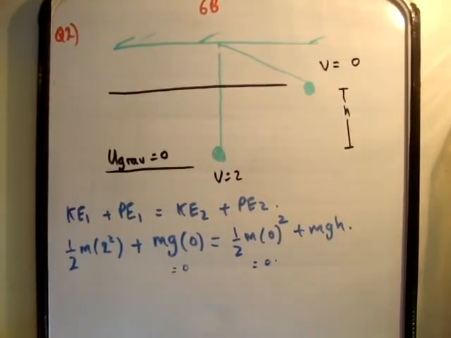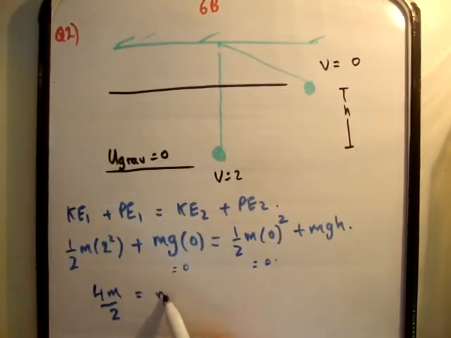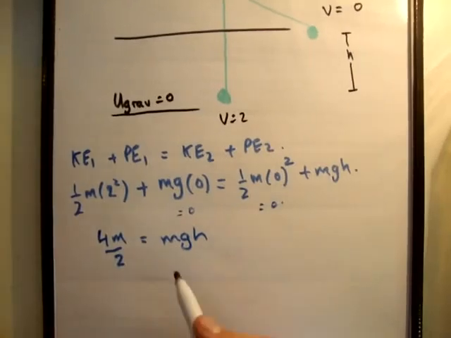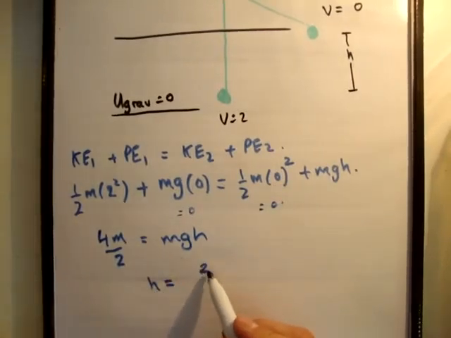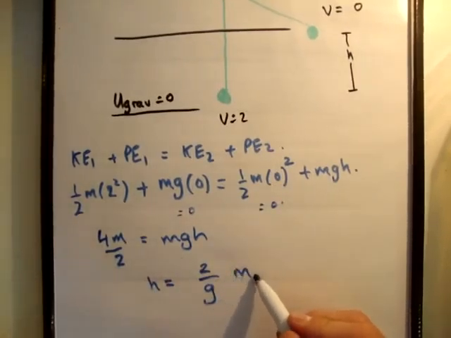And that is of course because we're not taking into account things like air resistance, but to a good approximation, in a gravitational field, when something is thrown up, it's converting all of its kinetic energy into its gravitational potential energy. Alright, so let's go ahead and do this. We're going to get that 4m over 2 is equal to mgh, and then we're going to get h is equal to 2 over g meters.